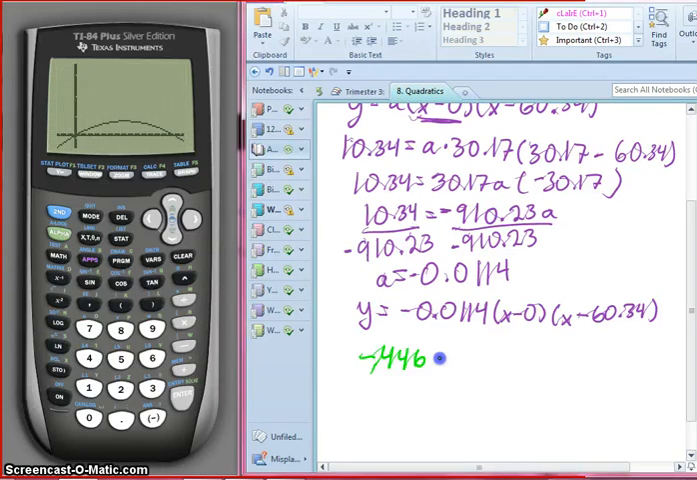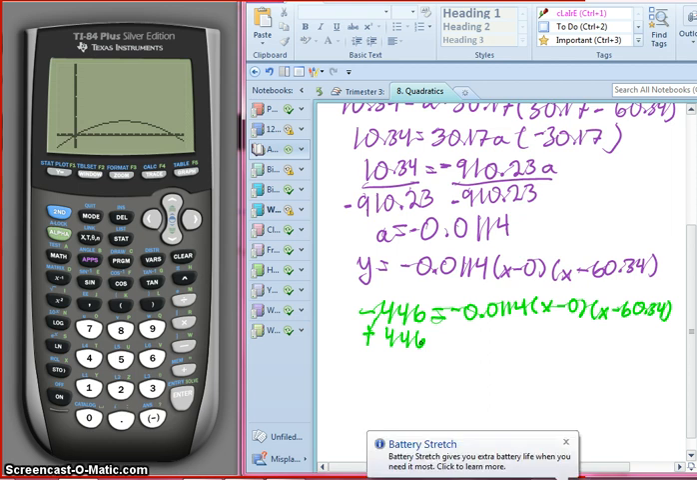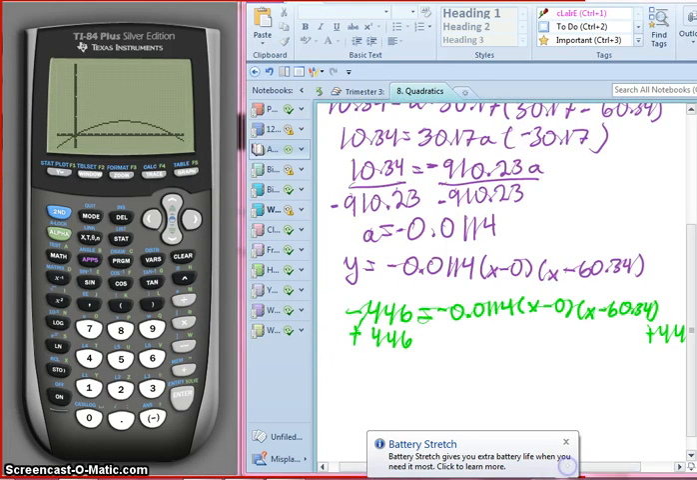Alright, so then we continue with the equation, plugging in the x and y intercepts. Then you basically do PEMDAS again, figure it all out, except you don't add the 446 to the negative 0.0114 because the negative 0.0114 is being distributed. So you want to put it at the very end over here. So that's your final equation.